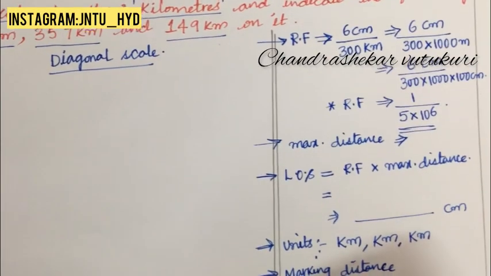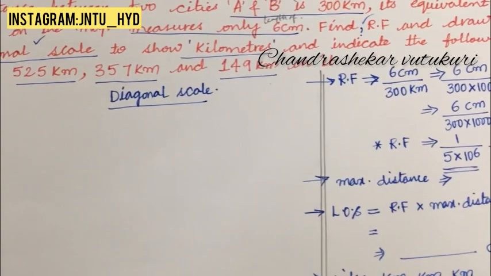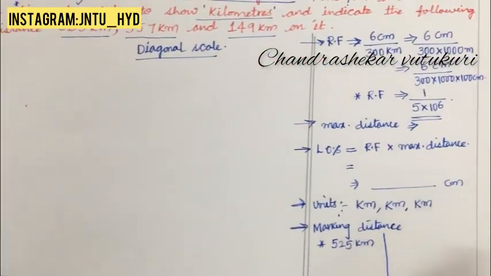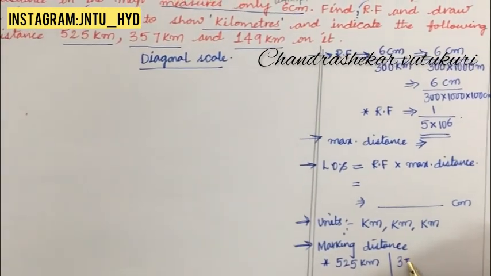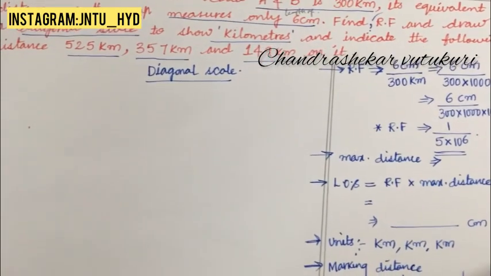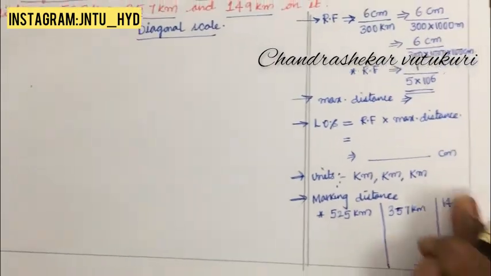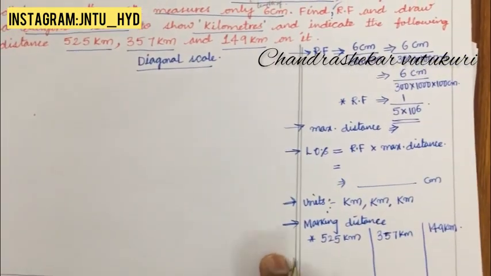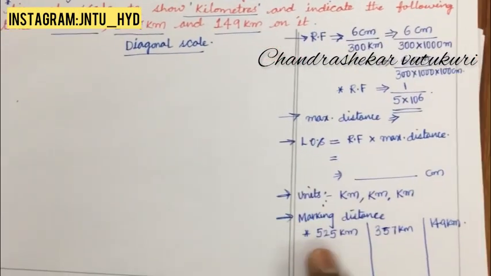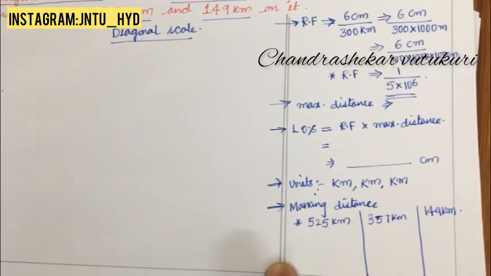If you look, the marking distances are given as 525 kilometer, 357 kilometer, and one more is 149 kilometer. Three marking distances were given in the problem. As the maximum distance is sometimes missing in problems, you need to concentrate on the marking distances, dear students, to work out the maximum distance the scale can measure up to.